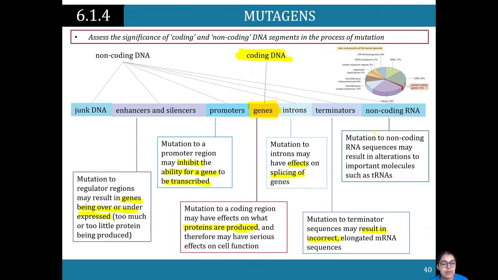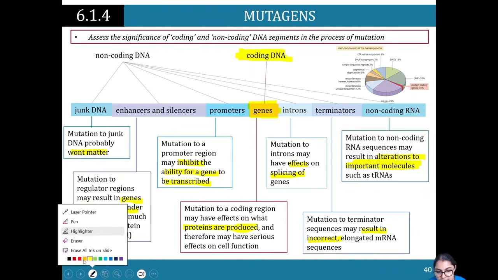Non-coding RNA, when mutations occur to non-coding RNA sequences, can result in alteration to important molecules. So non-coding RNA is important for those RNA molecules that we talked about in the processes of replication, transcription, and translation, like tRNA is an important one, right? So if there's a mutation to that, it can affect the function of tRNA and mRNA. Finally, junk DNA. Mutations to junk DNA, as the name suggests, won't have a huge effect, and they probably won't matter.